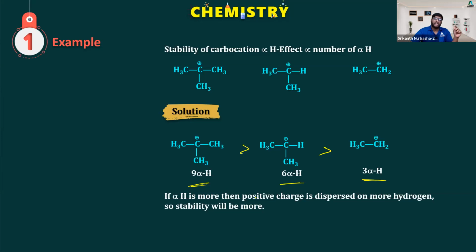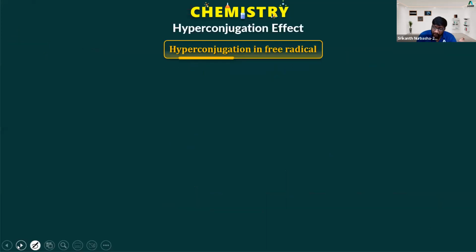Because whenever the charge is present only on one atom, it is going to be attracted by oppositely charged species easily. But if the same charge is distributed over many atoms, then the charge distribution is high, which means obviously stability is gained. Right? So the answer is A greater than B greater than C.